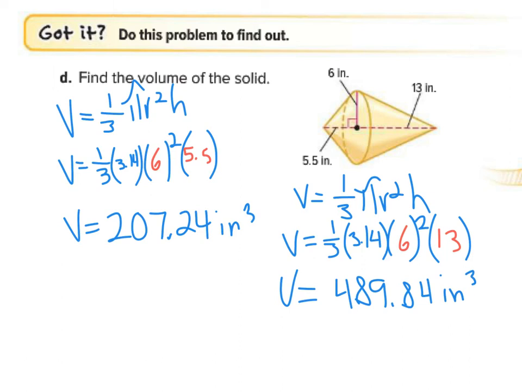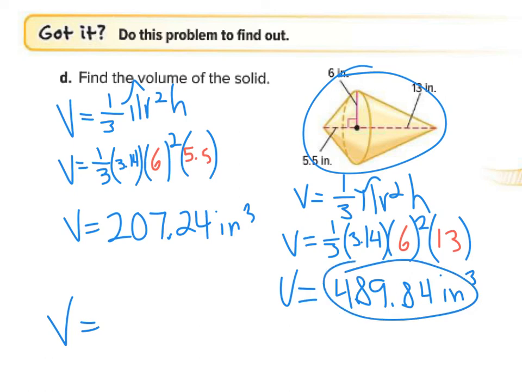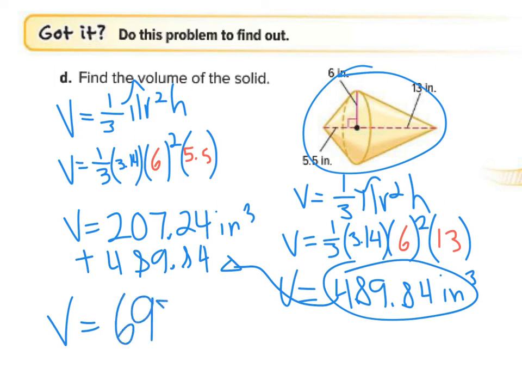And now I need to add the two so that I can have the total volume. You know that I have to add it, so it just goes right there, and I can simply go plus 489.84, and you know that already. And I get 697.4 inches cubed. Now, actually, this is what I get when I use the function pi on my calculator.